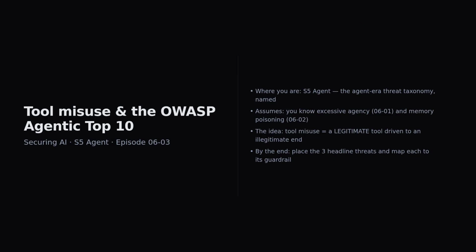Orientation. Still at S5, the agent stage, but now we zoom out to the map the industry uses. In December 2025, OWASP released a top 10 for agentic applications. We'll put it on the pipeline, focus on the 3 headline threats: tool misuse, agent behavior hijacking, identity and privilege abuse, and map each to a guardrail. The full list is verify before record. We'll tag it as such on screen.